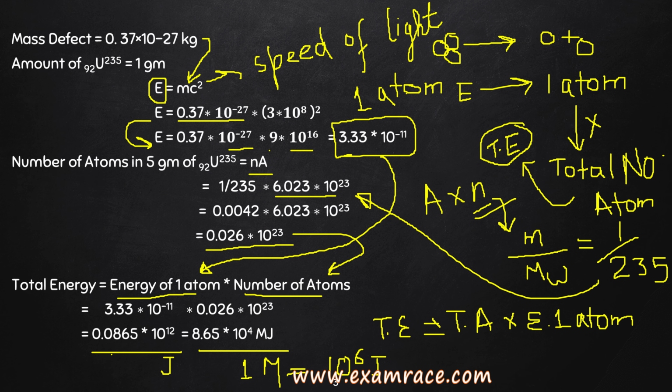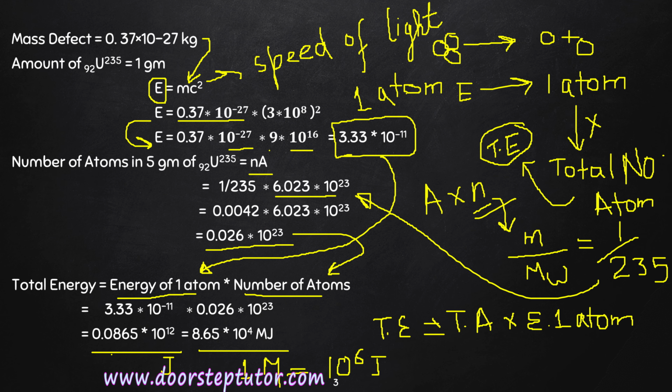So now what we have to do is convert this joule into megajoule. The conversion is that 1 megajoule is equal to 10 power 6 joules. So the answer of this question will be 8.65 into 10 power 4 megajoule.